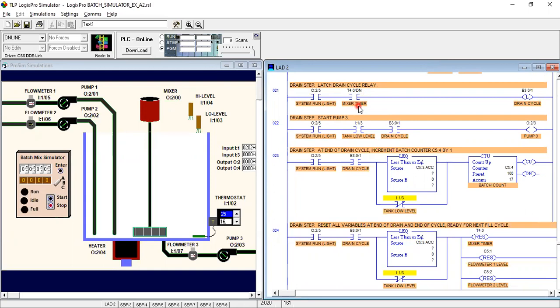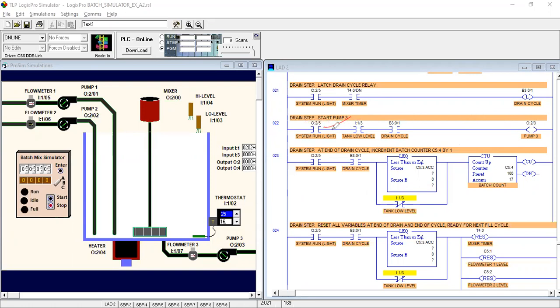So the DN bit you can use for this input instruction, and the drain cycle on the output side. This is our latch instruction, and the drain setup starts pump 3. This is start pump 3, as you can see. It is used for draining our liquid.